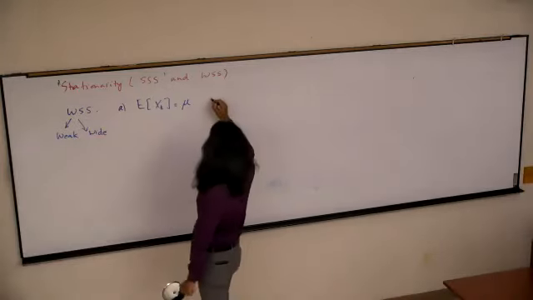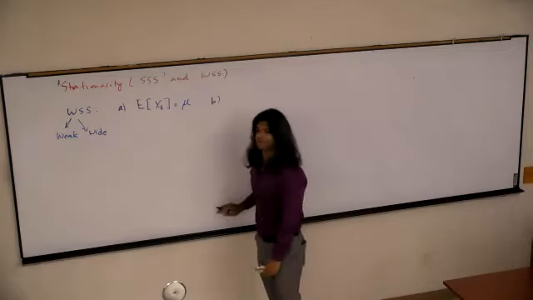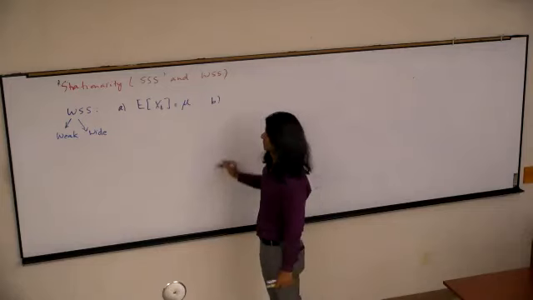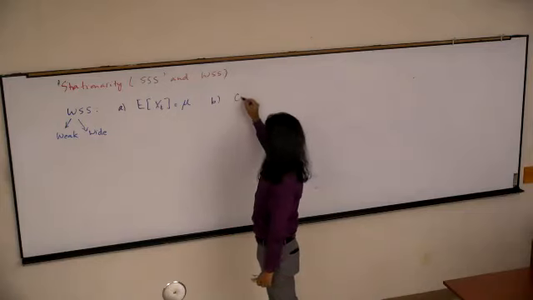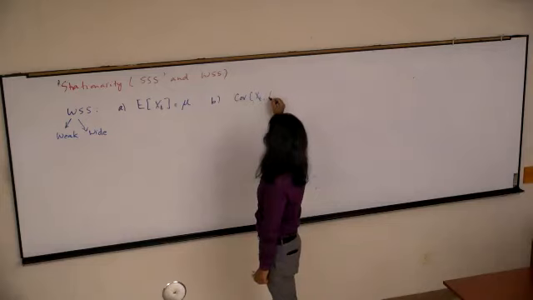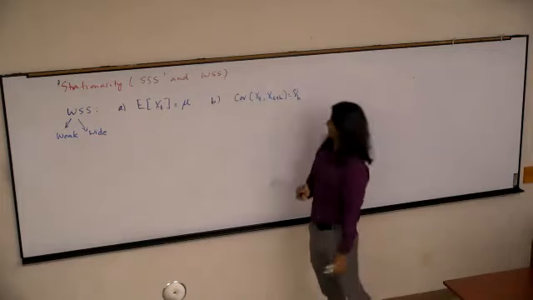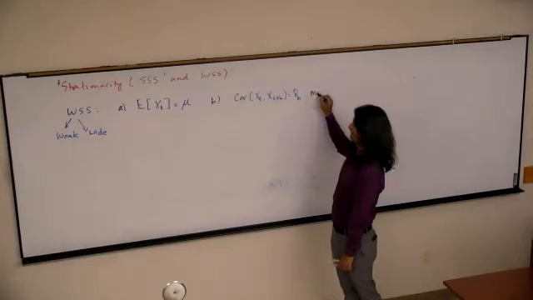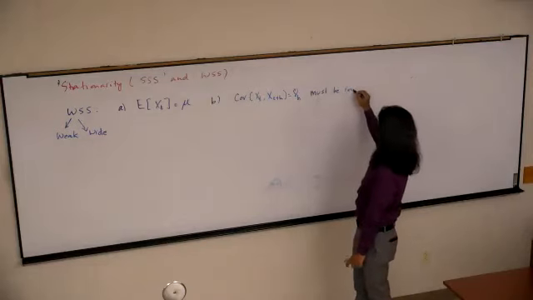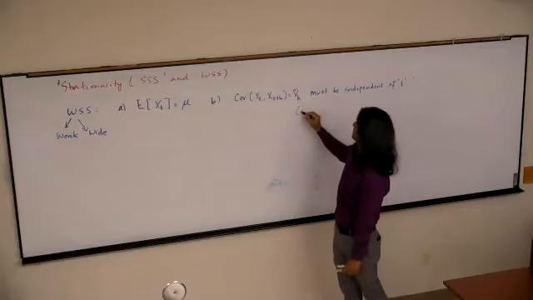And the second condition is the most important of the two, which is the covariance of xt, xt plus h, which we denote as gamma sub h, must be independent of time. In other words, it should only depend on h.